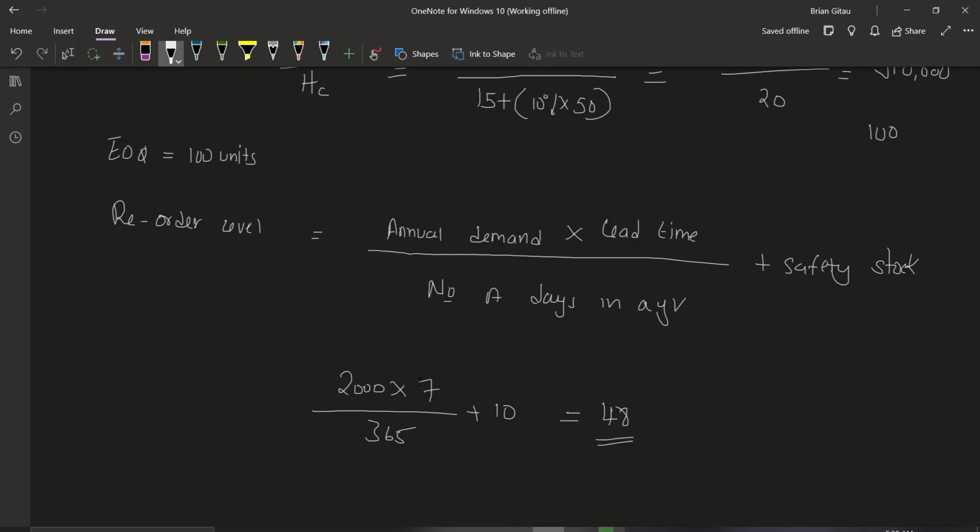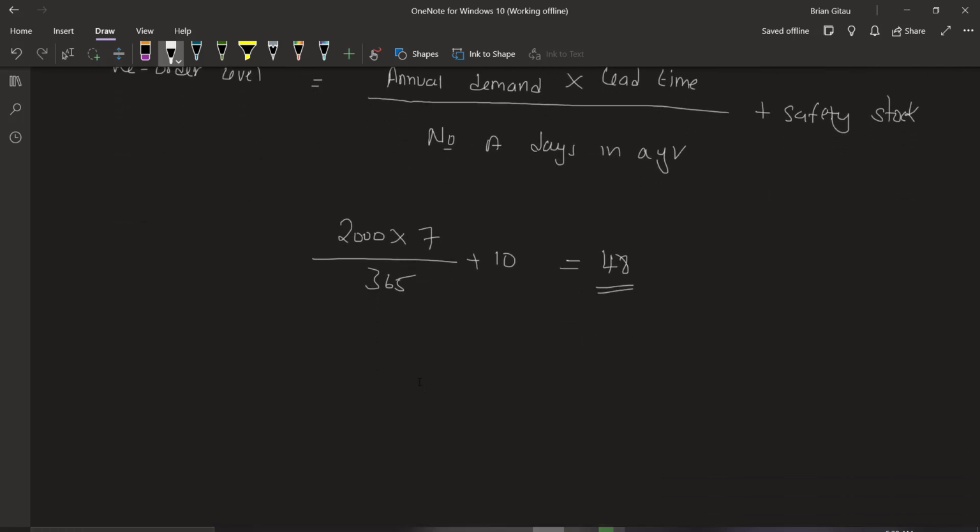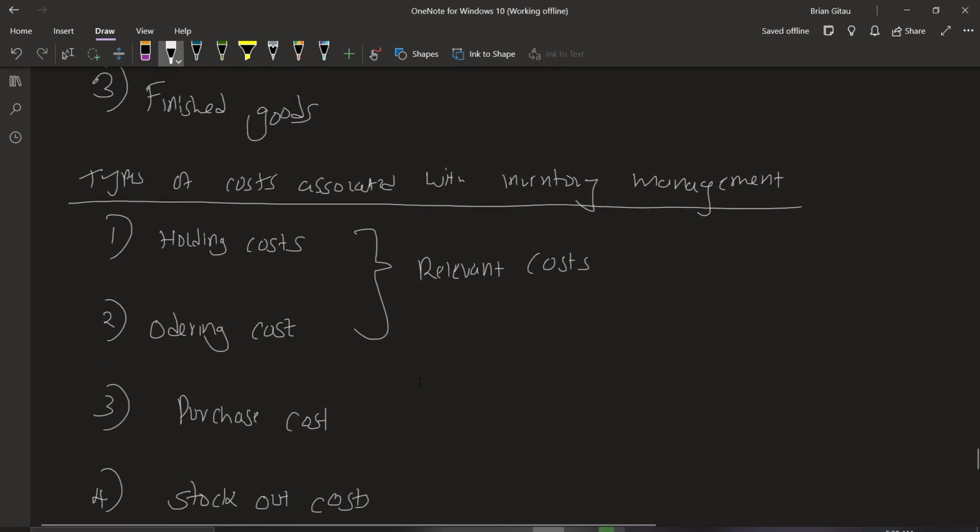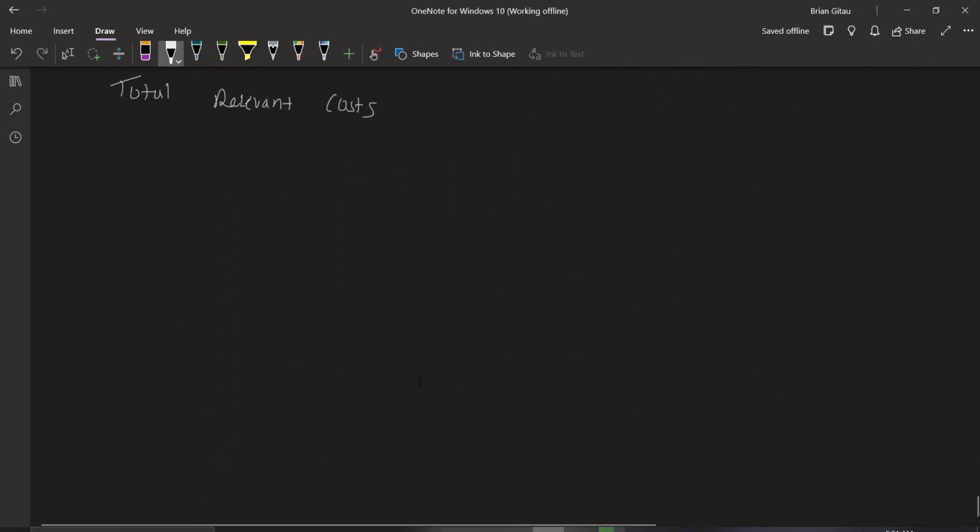So anytime the number of units is 48, then we definitely need to make an order. That will be our reorder level, so that we can avoid stock-out costs. Next, we have the next part of the question. They want us to determine the total relevant cost. As we noted earlier, the total relevant cost will be the holding cost plus the ordering cost.